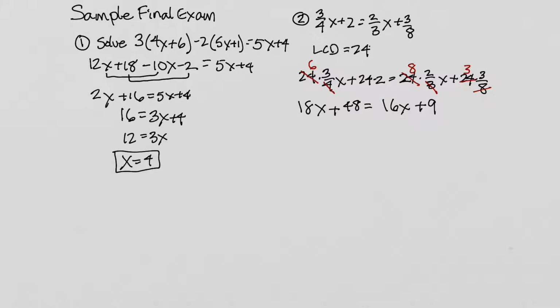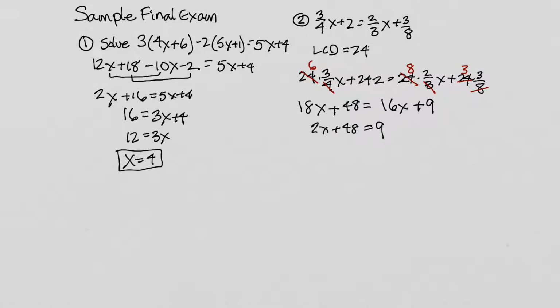Okay, now let's solve this for x. Here you can see we've got 18 x's on the left side, only 16 on the right, so I'm going to get all the x's on the left side. So we'll do this by subtracting 16x. So 18x minus 16x is 2x plus the 48. And that's equal to 16x minus 16x is 0, so we'll have 9 over here. Now let's subtract this 48, so we'll get 2x equals, now 9 minus 48 is negative 39, and then we'll divide by 2, getting x equals negative 39 over 2.